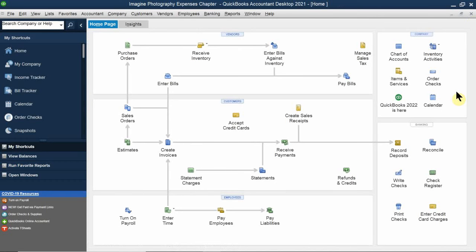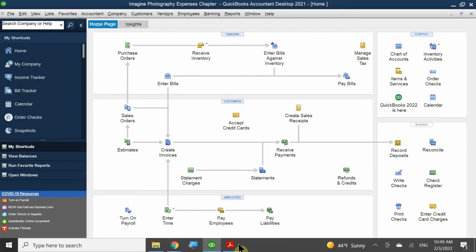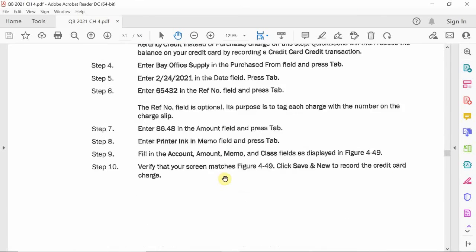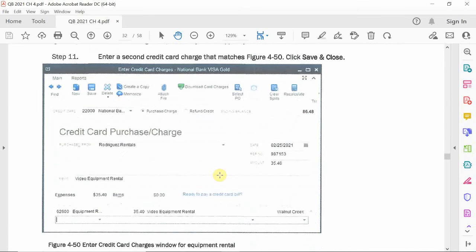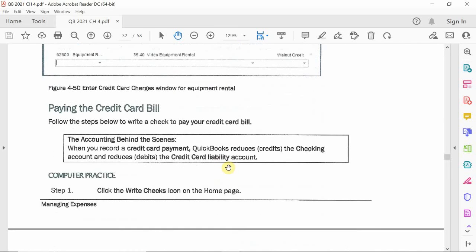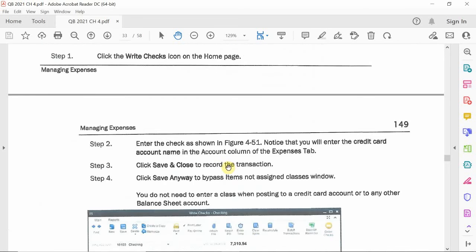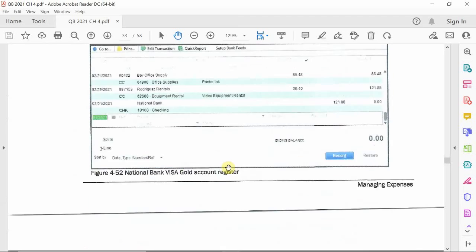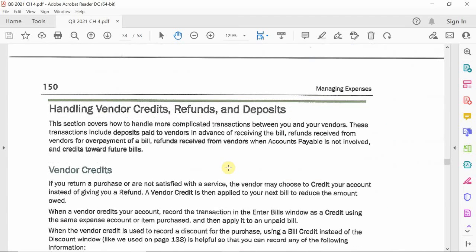So now that we talked about credit cards, let's talk about the next section, which is going to be vendor credits. For any reason that you get special offers, discounts, or you simply want to refund a product, that's where vendor credits are going to come into play. Okay?